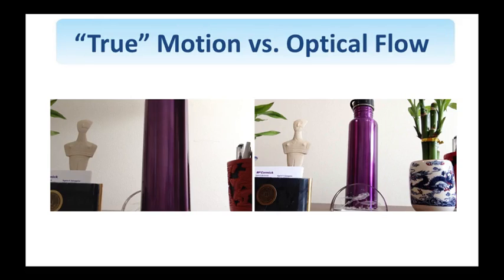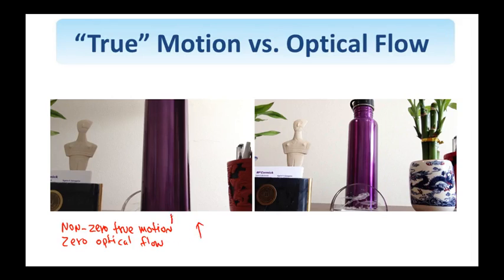There are, however, two cases that I want to discuss here. One, when the optical flow is zero, although there is motion in the scene, and two, when the optical flow is non-zero, but there is no motion in the scene. The first case, true motion but zero optical flow, is demonstrated by this video.